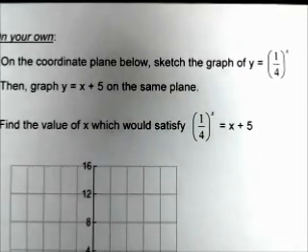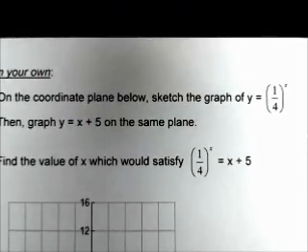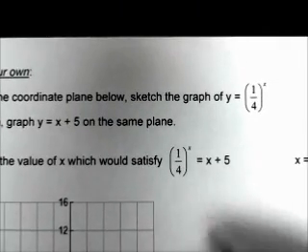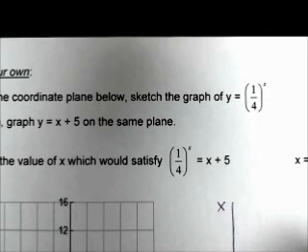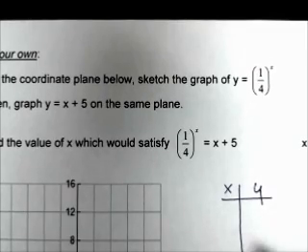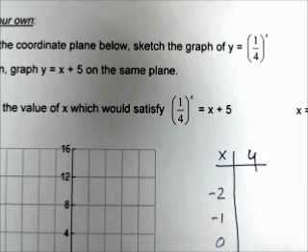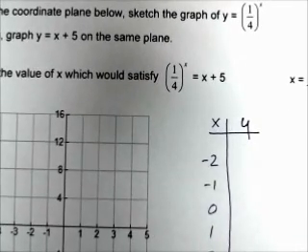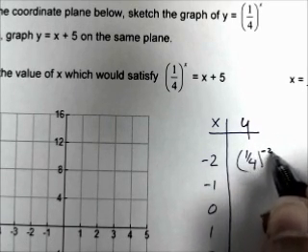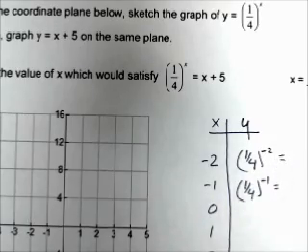Okay, and if you can, pause the video and try this. On the coordinate plane below, sketch the graph of y equals 1 over 4 to the x. Right, so make a table, and just pick some integers, keeping them close to 0. So negative 2, negative 1, 0, 1, and 2. I want 1/4 raised to the negative 2, 1/4 raised to negative 1, and so on.